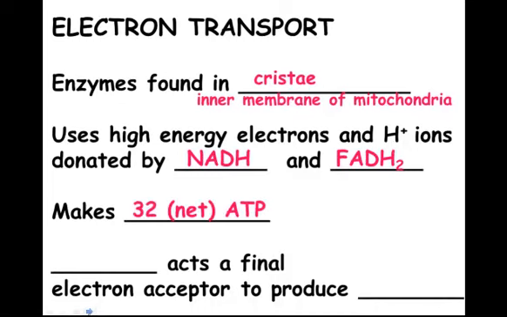We're going to use high energy electrons and the hydrogen ions that are donated from those electron carriers, and we're going to make ATP, 32 net ATPs. So oxygen is going to act as our final acceptor to produce a water molecule, and that finishes out our process. Remember when we started with photosynthesis, we were using carbon dioxide and water. Water was donating the electrons to chlorophyll as they were passed down the line, and I split water to replace those. And we were making glucose.